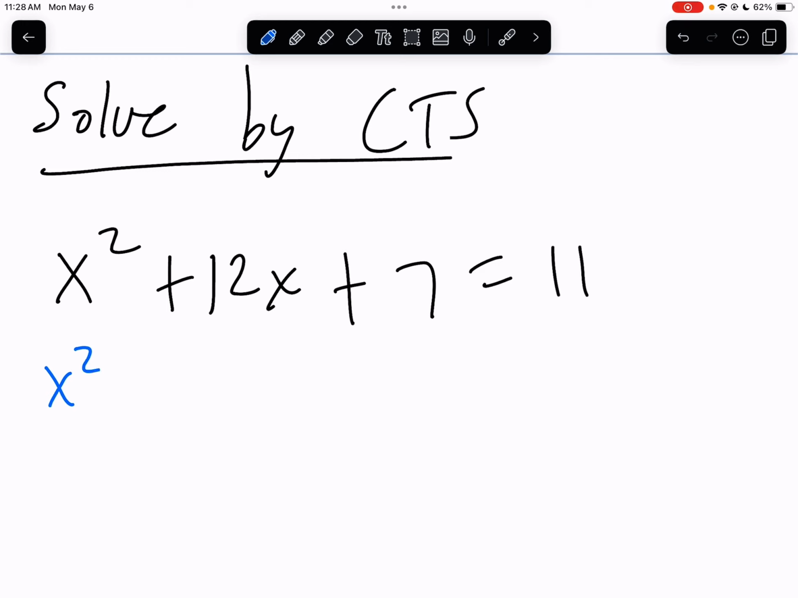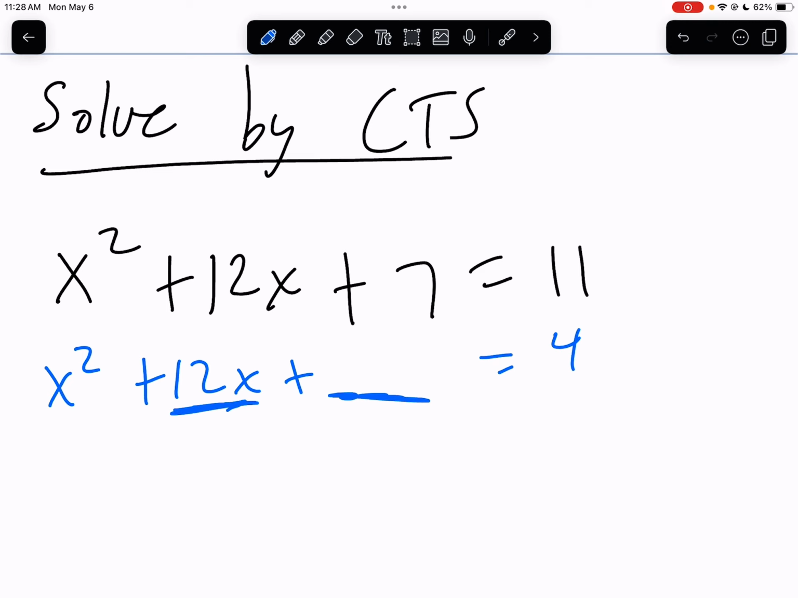You leave these numbers alone, x squared plus 12x. We're going to leave room for some number that completes the square. And we're going to move anything else out of the way. I'm going to move the 7 to the other side. So it's a little different than what we're used to. We're not going to have it equal to 0. We're going to move our constants away.